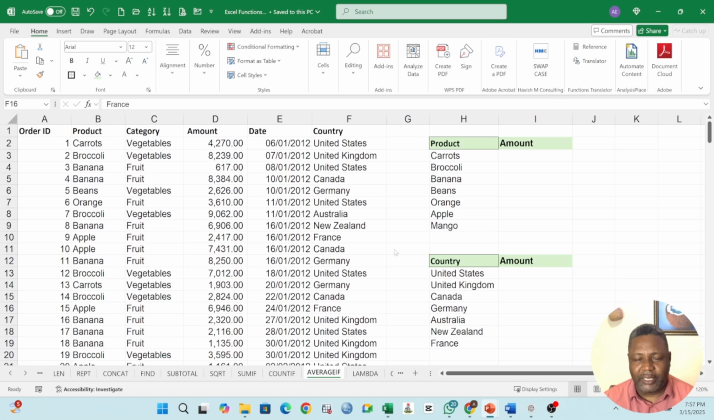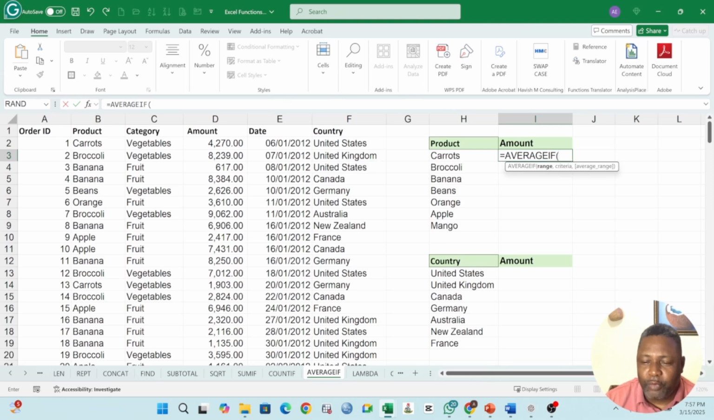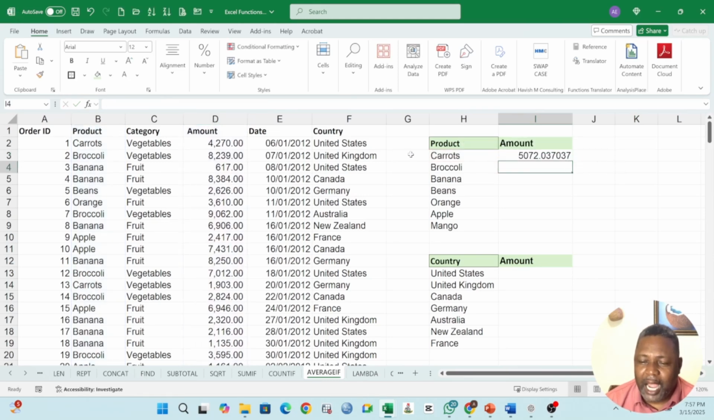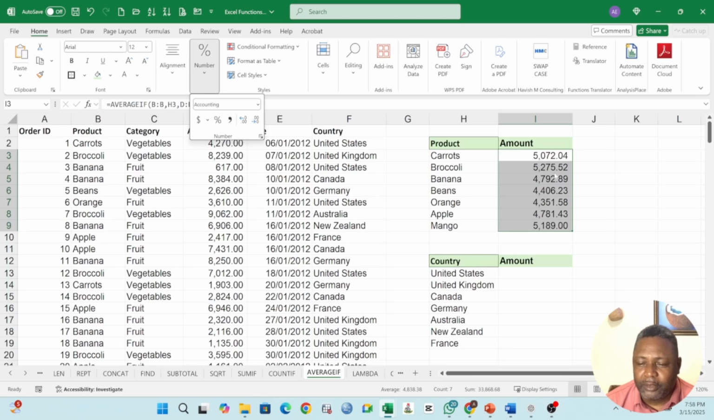So now we have this data and want to apply AVERAGEIF to it. We're going to find the average of each sale. What's the range? This is product, so we pick the product as our range for the criteria. We pick the criteria itself, and then for the average range, we pick the amount, and we get the average by each of the sales.